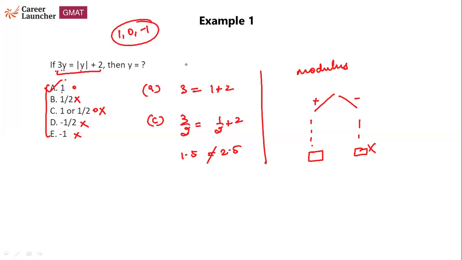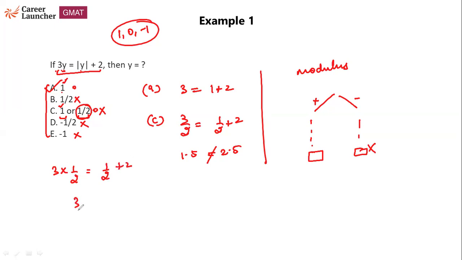Option C again. Okay. Option C, we have 1 and 1 by 2. We've satisfied 1. 1 satisfies, so therefore either option A or C. Now let's substitute the value of 1 by 2 in the place of y. So 3 times 1 by 2, is it equal to modulus of 1 by 2 plus 2?